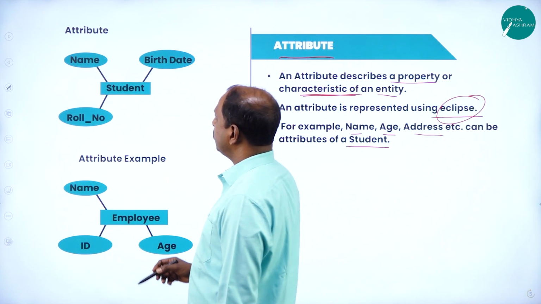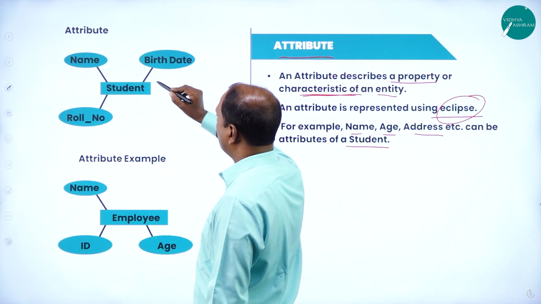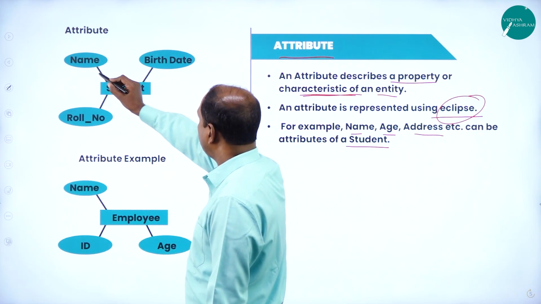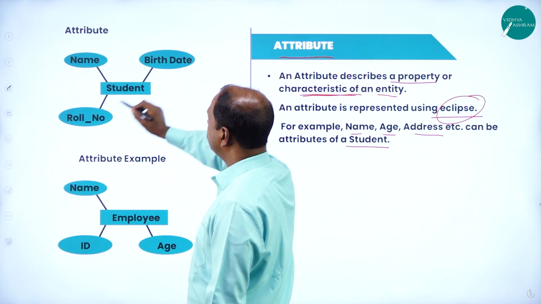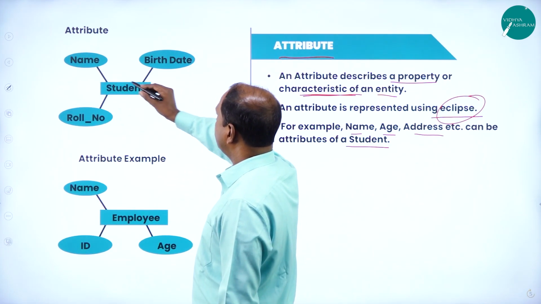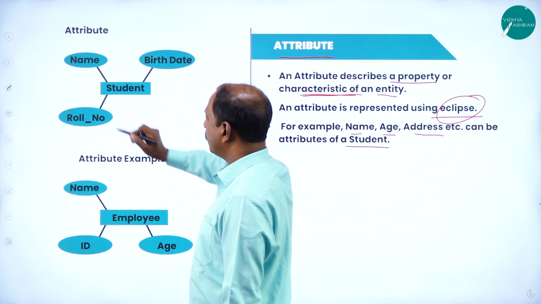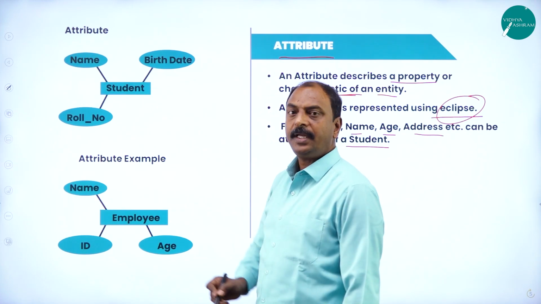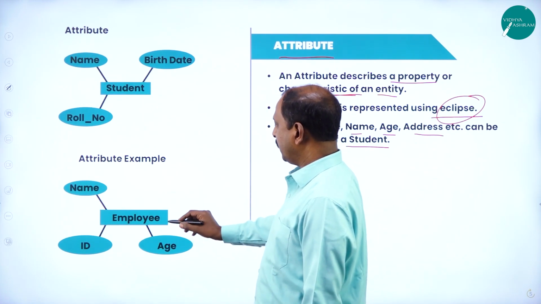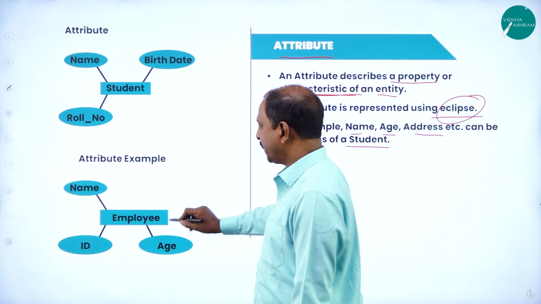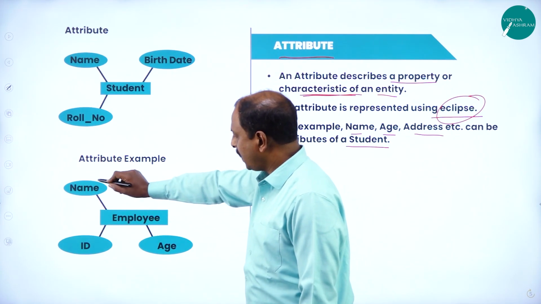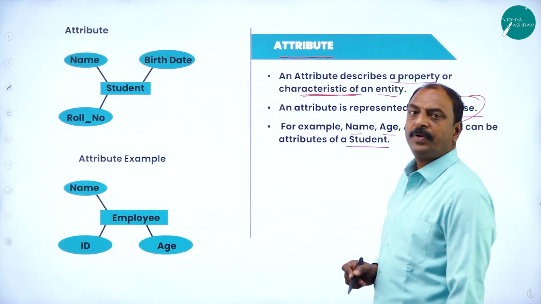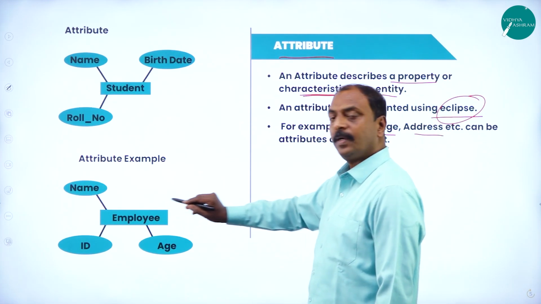So look at the diagram here, an attribute. Here student is an object. The student has characteristics like name, birth date or date of birth and roll number. Here name, birth date and roll number are attributes of an object, student or entity, student. In this example, suppose employee is an object or entity, and name, employee ID and employee age are different attributes of entity employee.